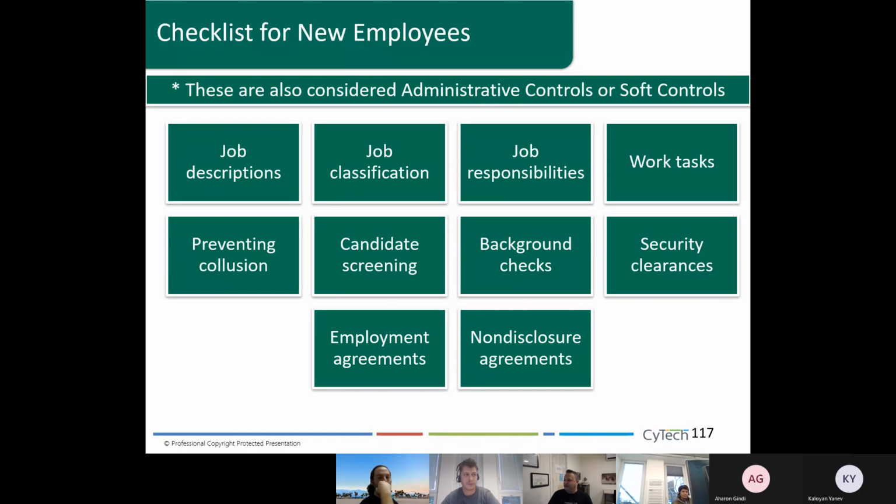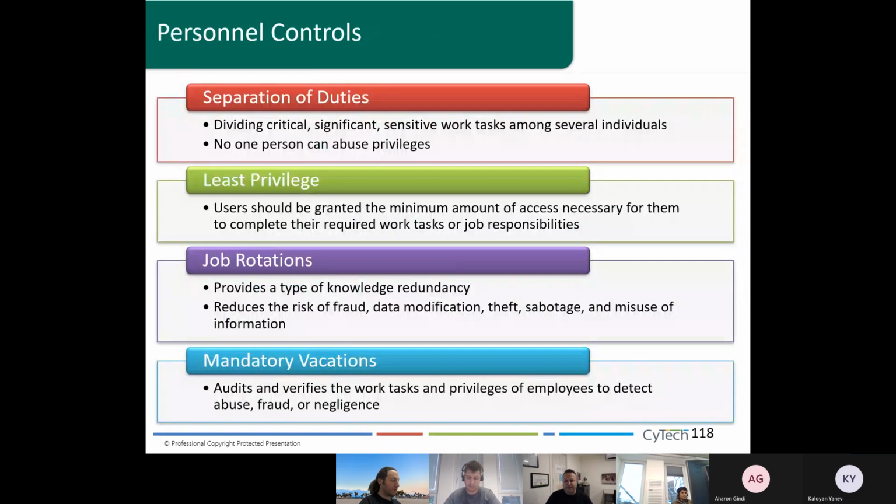Candidate screening, background checks, security clearance, all there to make sure the employee is contained in that environment, and we can monitor this environment by making sure all the written agreements, all the policies, procedures, AUP, and all boundaries that we set are kept by that person, by that employee.